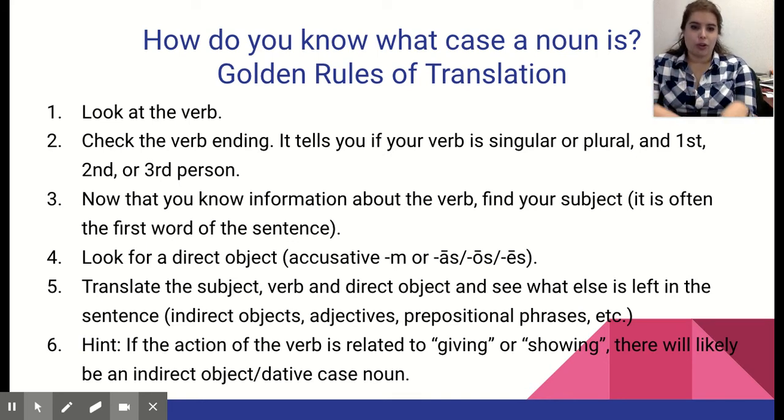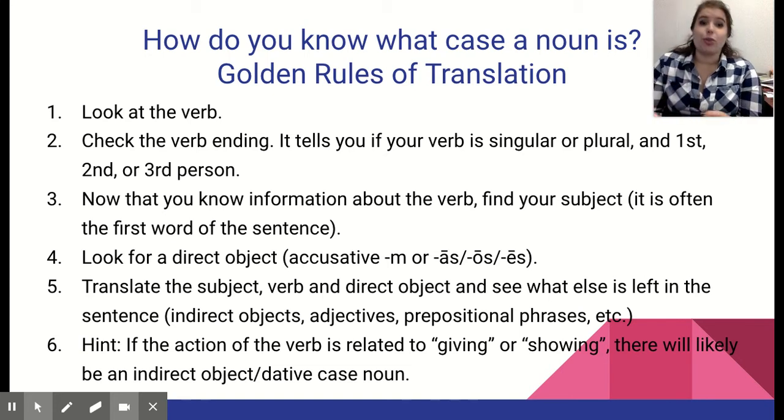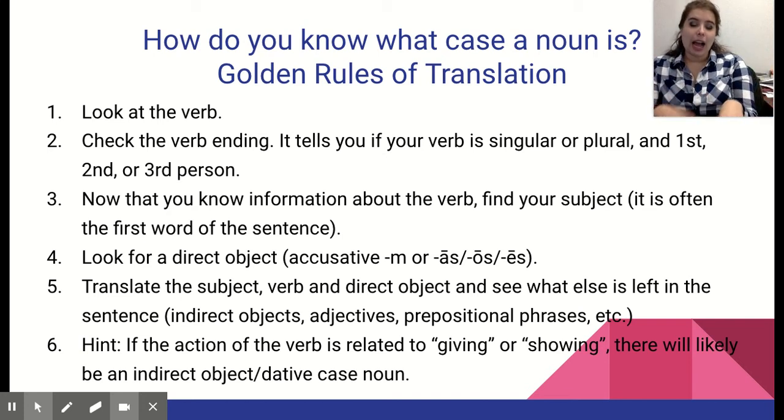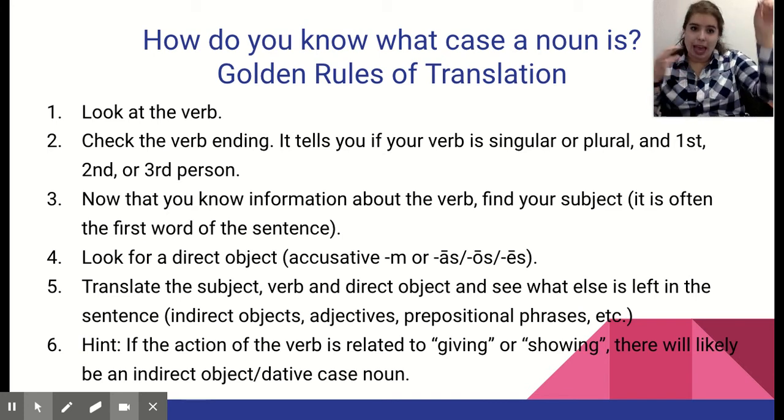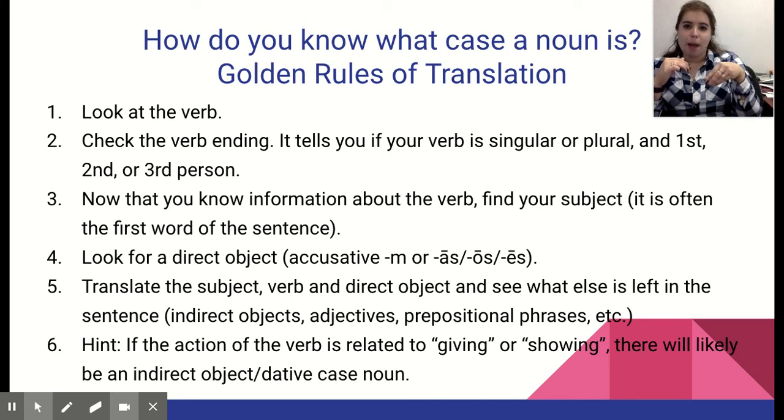So if you see a noun and you're not sure what it's doing, but the verb is a verb of giving, right? The girl gives a gift. You're often going to have in that sentence an indirect object saying who she's giving the gift to. So you're going to want to find your noun that has a dative case ending, and that's how you kind of know. So in cases like our previous thing where some endings are the same across the board, following these steps can help you rule out what case a noun might be.